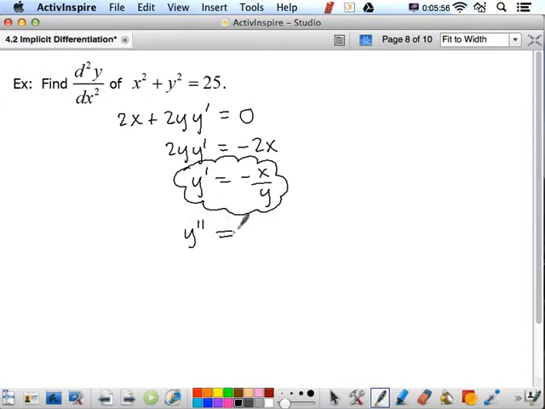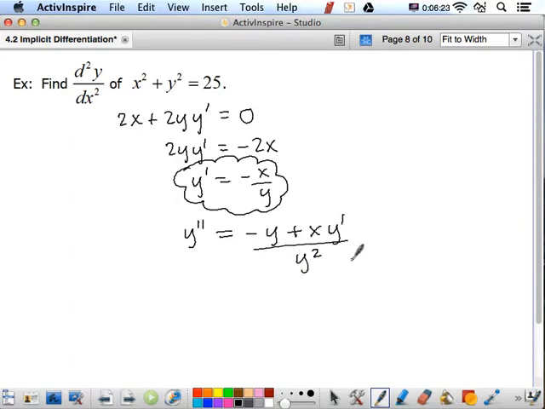Now to do that, on this side, I do need the quotient rule. So we're going to go low d high, which would give me negative y, minus high d low. So minus a negative x makes positive x, and then d low is y prime, all over low, which is y squared.